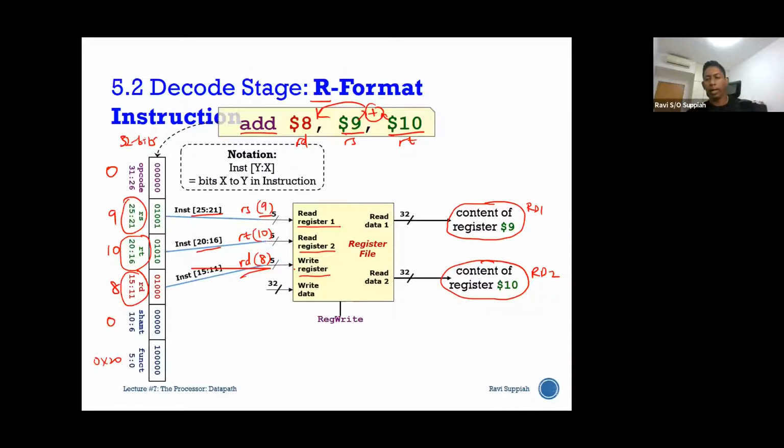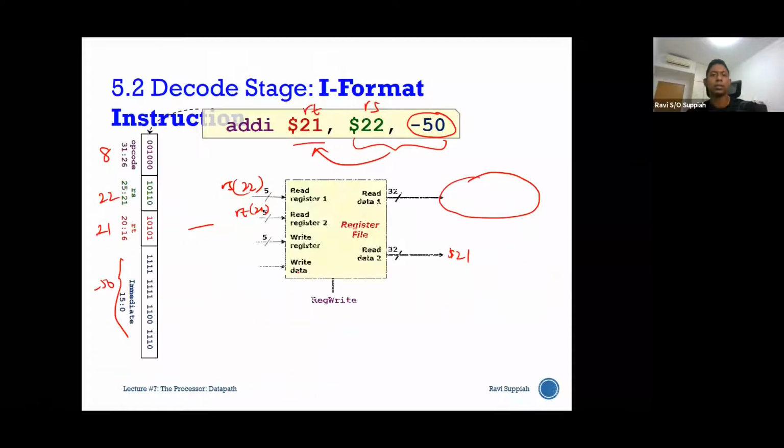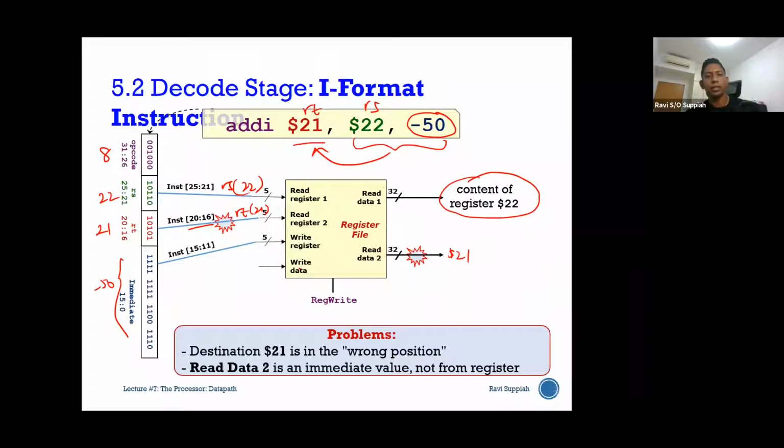But when I move over to I type instructions, the challenge is this. For I type instructions, RT, this register, is specified by bits 20 to 16. This is already the way the instruction encoding scheme is designed. So for I-type instructions, the destination register, or the final register where the result is supposed to be stored back, is specified in RT, and RT's bit location is 20 to 16.